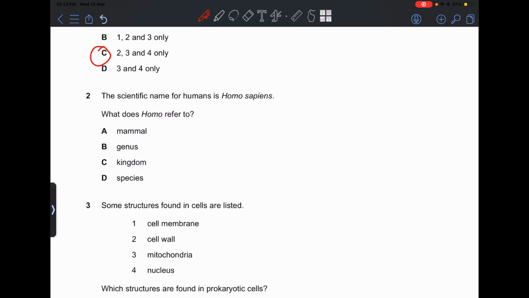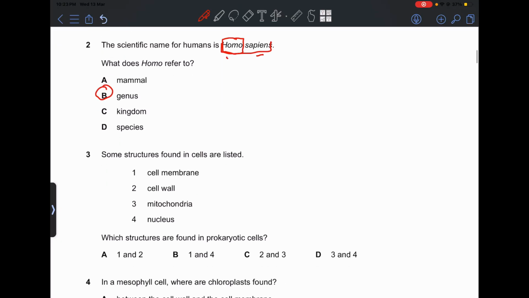Number 2, the scientific name for humans is Homo sapiens. What does Homo refer to? Actually, Homo is the genus, because we know that the scientific name is divided into two parts. The first part, which is in capital letter and always in italics, is the genus, and the second part is called the species. So our answer is going to be B, which stands for genus.